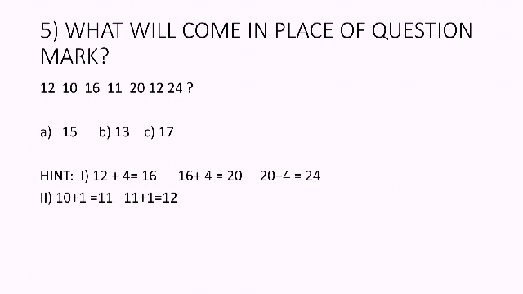So what will come in place of the question mark? That is, it is an alternate series. First series is 12, 16, 20, 24. Second one is 10, 11, 12, and then you have to find the number in the question mark.